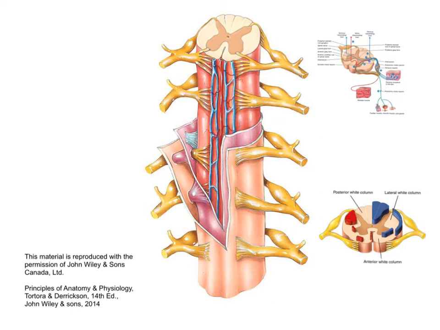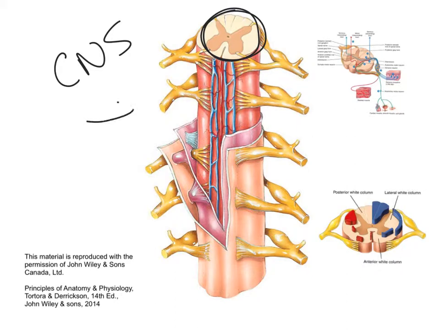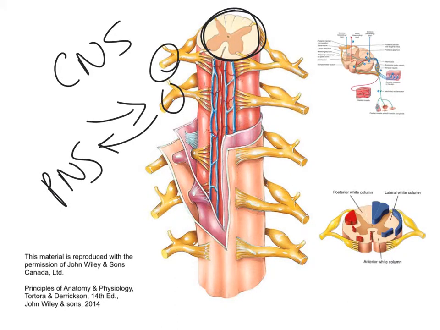In this diagram of the spinal cord, the first thing I want to discuss is the fact that the spinal cord itself is part of the CNS, the central nervous system. You have information going into the spinal cord and leaving the spinal cord via the peripheral nervous system. And this is via these structures right here, all of the spinal nerves.